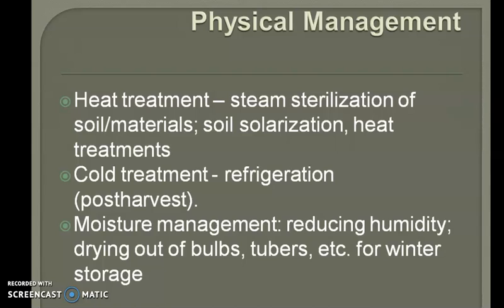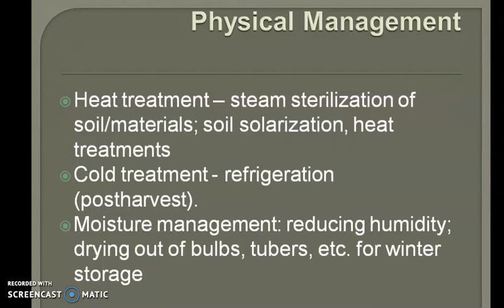Next method is the physical management. In that, there is heat treatment, that is steam sterilization of soil or materials, soil solarization, and other heat treatments. In soil solarization, solar power is used to increase the soil temperature to a level at which many soil-borne plant pathogens will be killed or weakened.